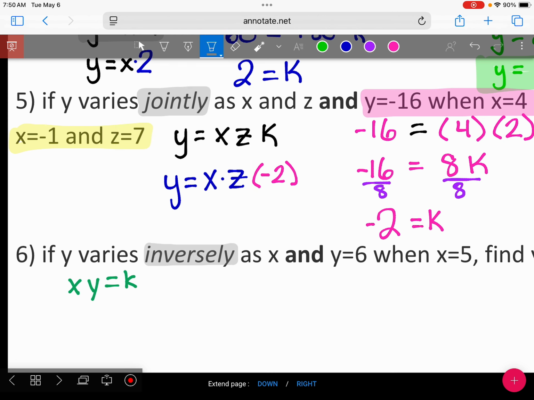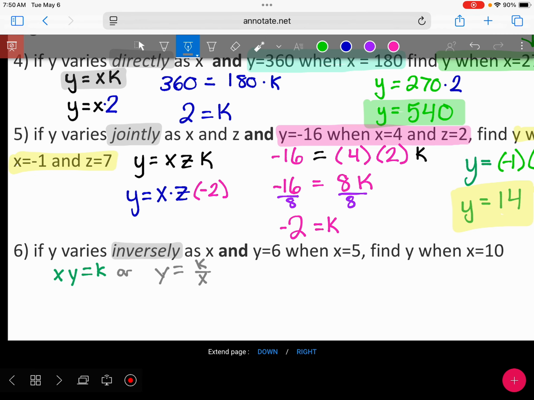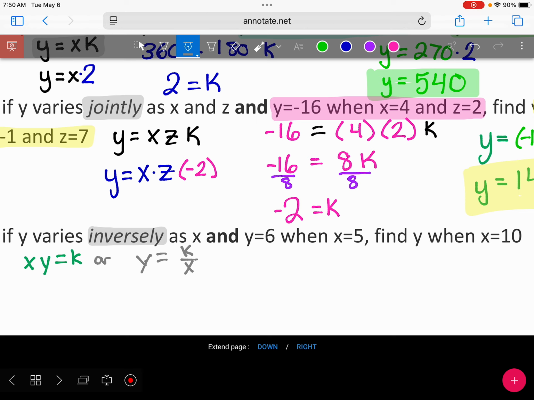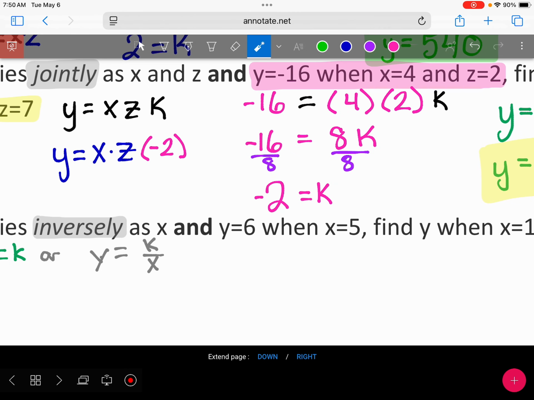Or you could set it up as y equals k over x. It does not matter which way you go. They're going to get you the exact same answer. It does not matter which form you use. I tend to like this one over here better, the xy equals k. It feels less gross than having the k in the denominator, but you can do whatever works for you. It just requires slightly more steps when we're mathing.